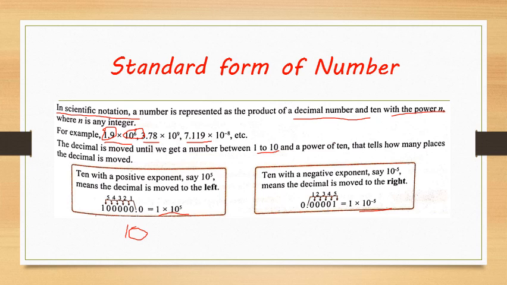Okay. So now, this number in decimal form is 10.0. So where is the decimal? Now we have to move this decimal until we get a number which is greater than or equal to 1, and less than 10. So we have to shift this decimal up to the first digit, that is 1. So how many places are moved? 5 places are moved. Since 5 decimal places are moved, we have to write the power 5.